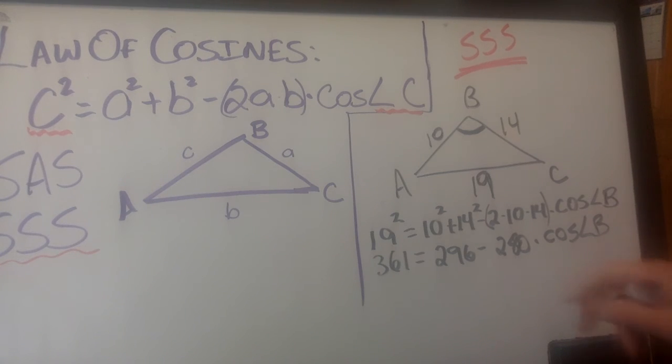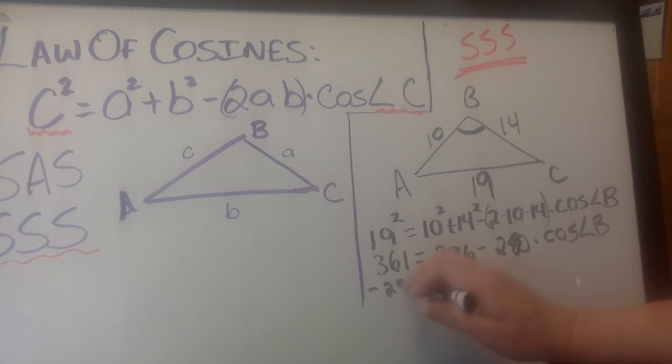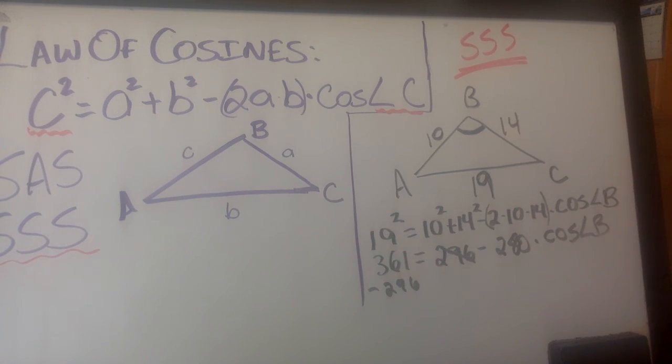Here's where people make their mistake. Do not subtract these. There's a multiplication symbol here. You cannot subtract before you multiply. We will subtract 296 from both sides. That goes away. So 361 minus 296, that is 65.